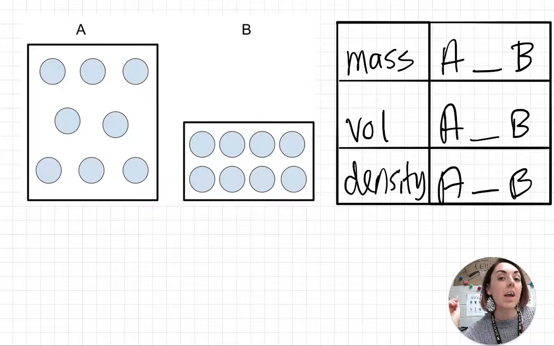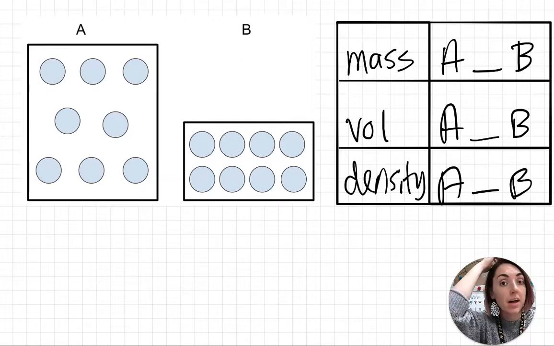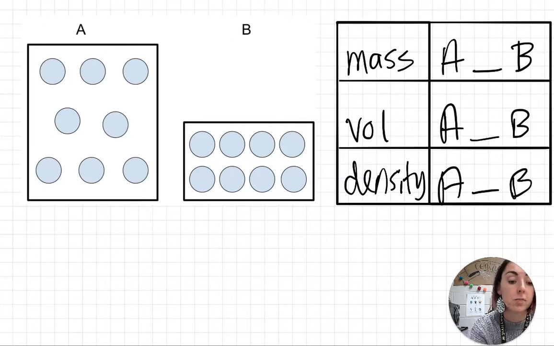Space, volume, which have to be in a particle model. So we're going to take a look at A and B here as our examples. And first let's talk about how we find mass, volume, and density in a particle model. What are we looking for?